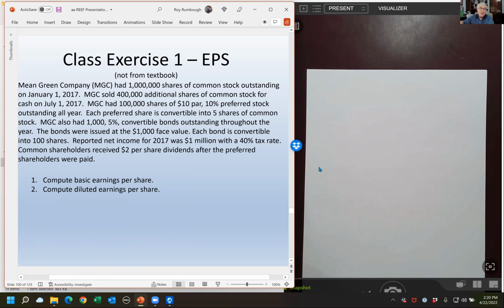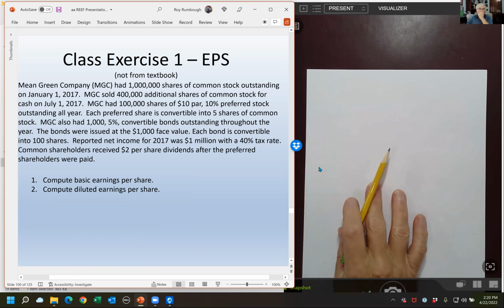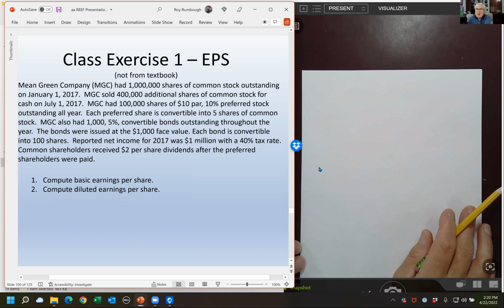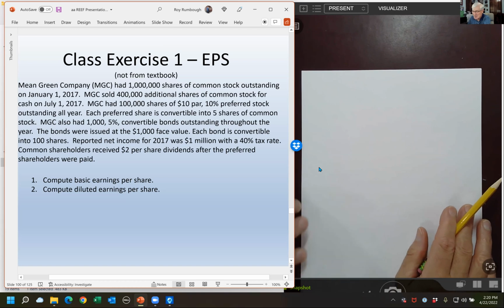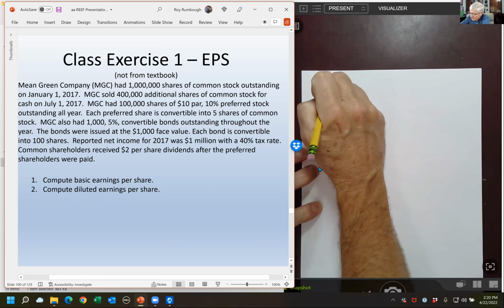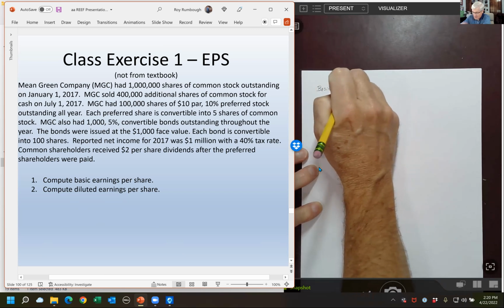Common shareholders receive $2 per share dividends after the preferred shareholders were paid. By the way, that doesn't even come into play in the calculations. So that's, again, where accounting questions and multiple choice could be kind of evil. So let's do basic EPS first.